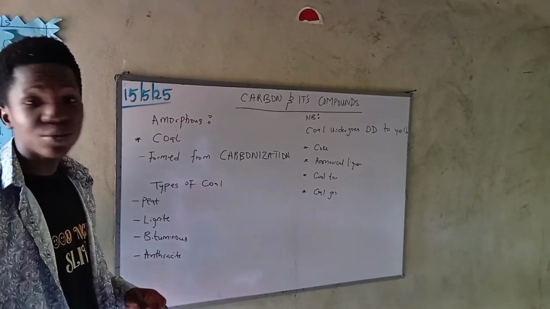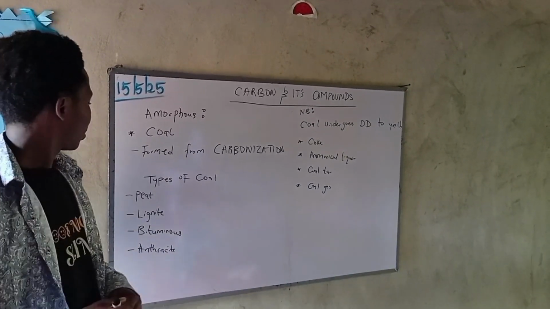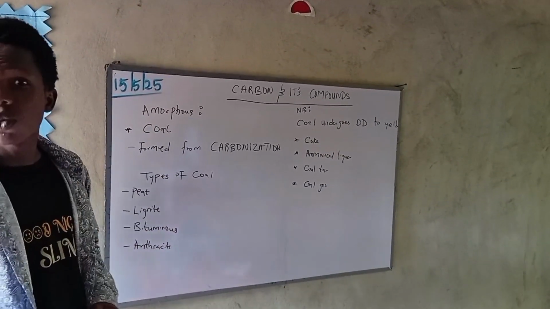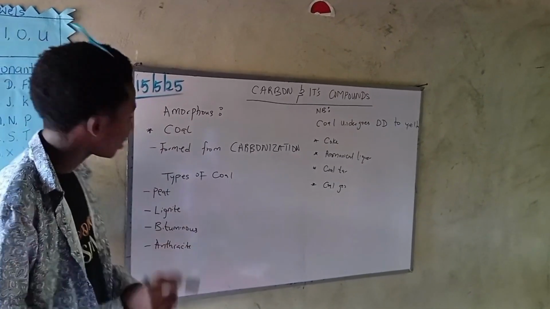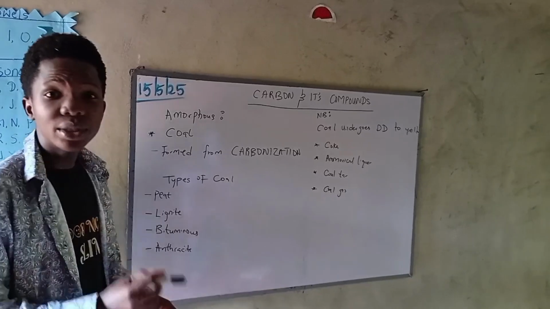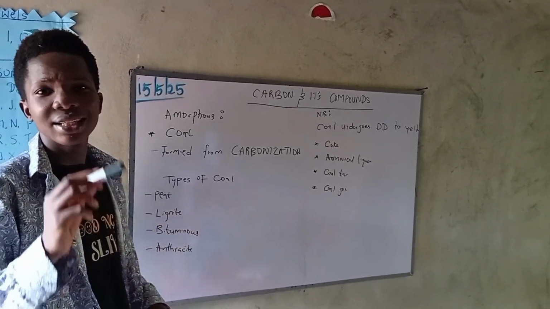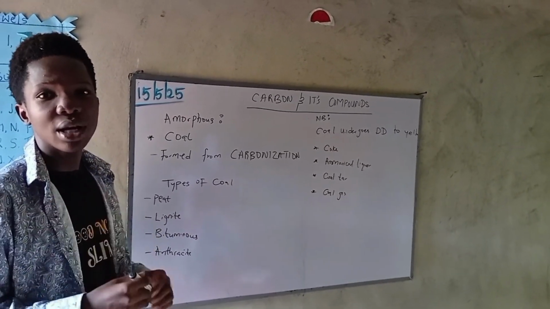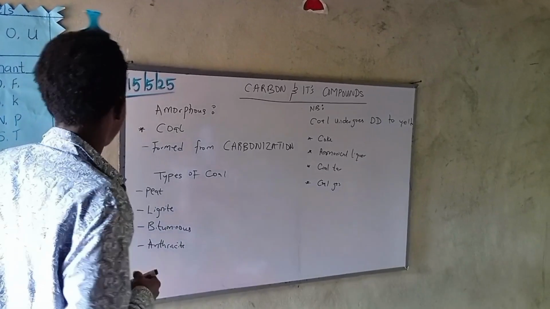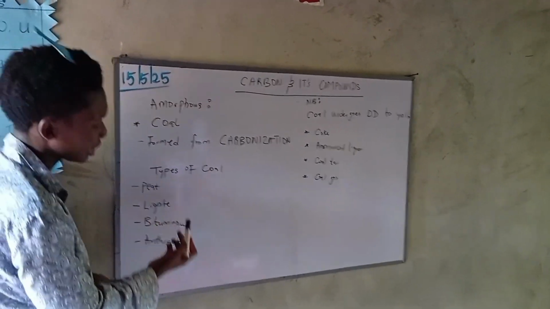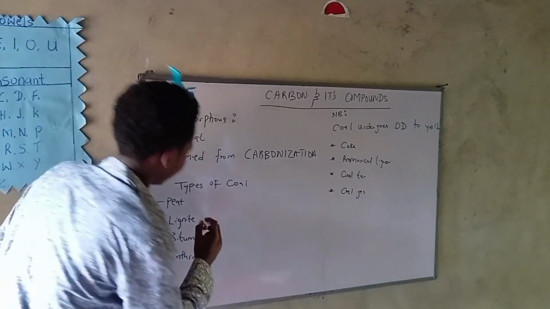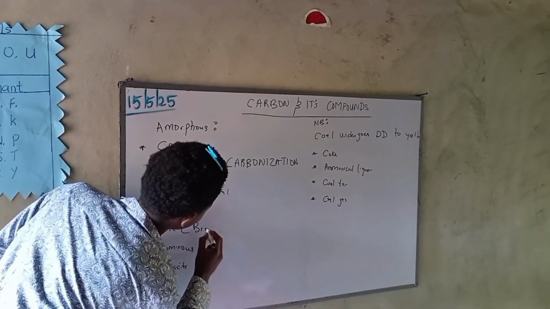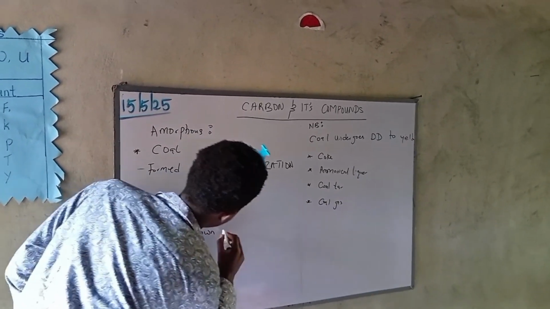Let's move on to the types of coal. We have 4 types of coal, which are classified based on their purity. The first one is pit coal. Pit coal is the most impure coal, with a lot of impurities inside, followed by lignite. The lignite is also called brown coal.